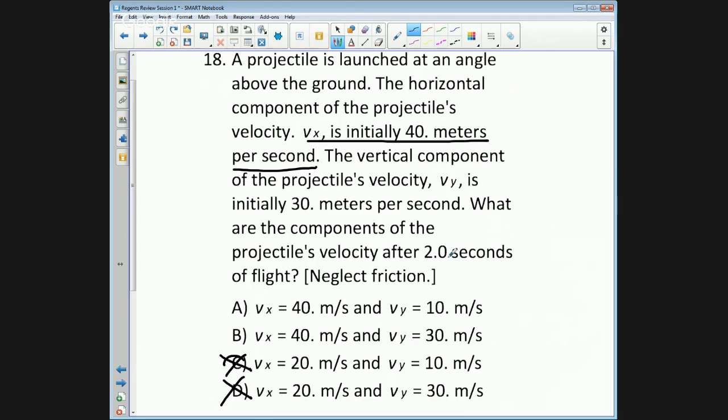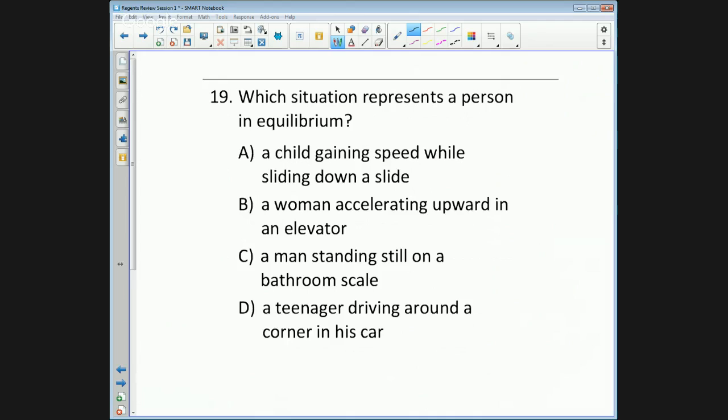After 2 seconds, the vertical component is going to change. It's initially 30, so it's either going to increase or decrease. Choice B has the vertical component staying the same after 2 seconds, right? This is a projectile motion, so the speed is going to change along this path here, so it cannot be B either. So by choice of elimination, no math involved, choice A is the correct answer. Okay, next, number 19.